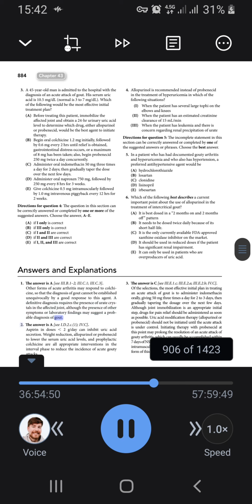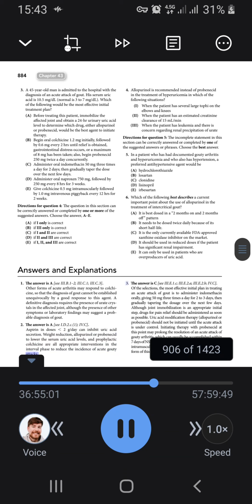2. The answer is A. Both aspirin in doses of 2 grams or more can inhibit uric acid secretion. Weight reduction, allopurinol or probenecid to lower the serum uric acid levels, and prophylactic colchicine are all appropriate interventions in the interval phase to reduce the incidence of acute gouty attacks.